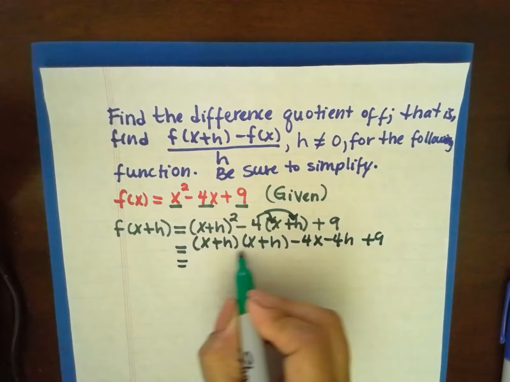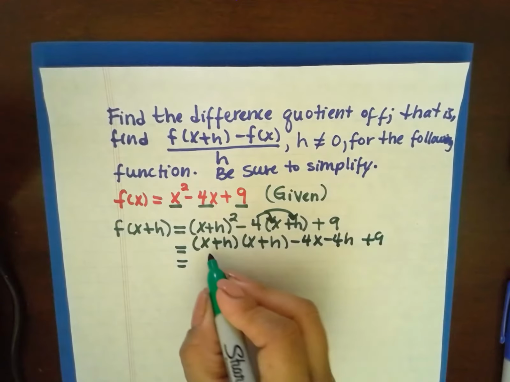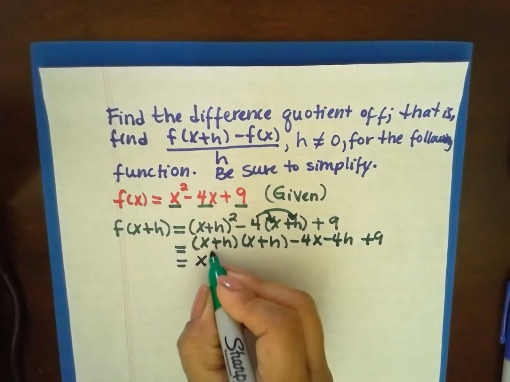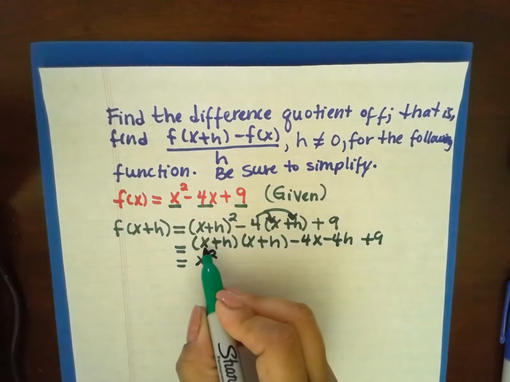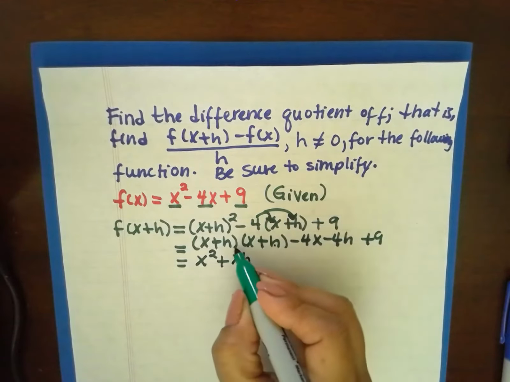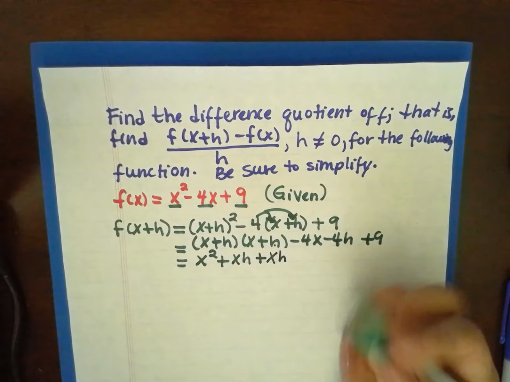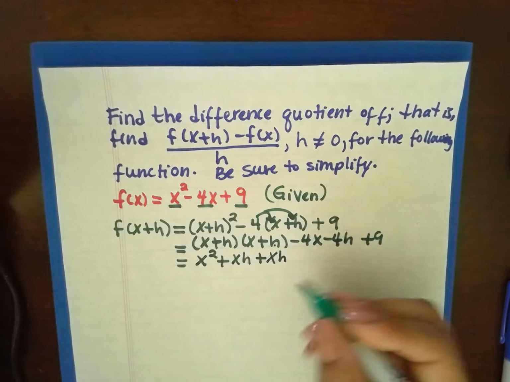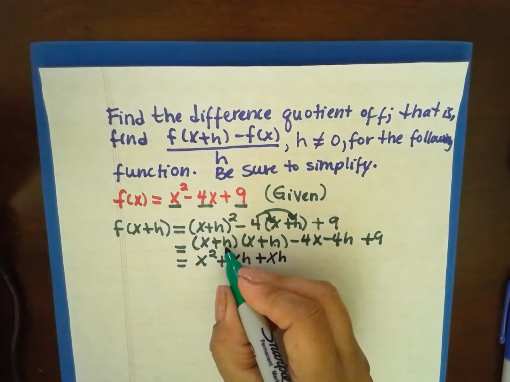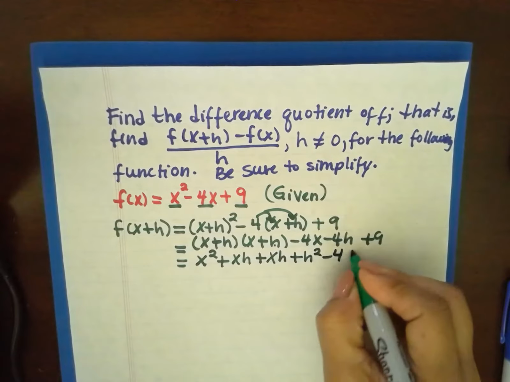So here, multiplying binomials, you can use FOIL: first, outers, inners, lasts. So first terms, x times x, x squared. Outers, x times h, plus xh. Inner terms, x times h or hx. I prefer to have xh. The order doesn't matter. Lasts, h times h, plus h squared.